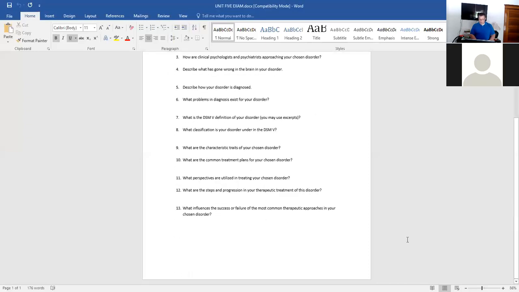What influences the success or failure of the most common therapeutic approaches in your chosen disorder? Again, the DSM-5 is really a diagnostic manual, helping you find whether they actually have this, more so than the treatment of it. However, there is a section about functional consequences. So, functional consequences of dissociative identity disorder. Impairment varies widely from apparently minimal, for example, in high functioning professionals, to profound.